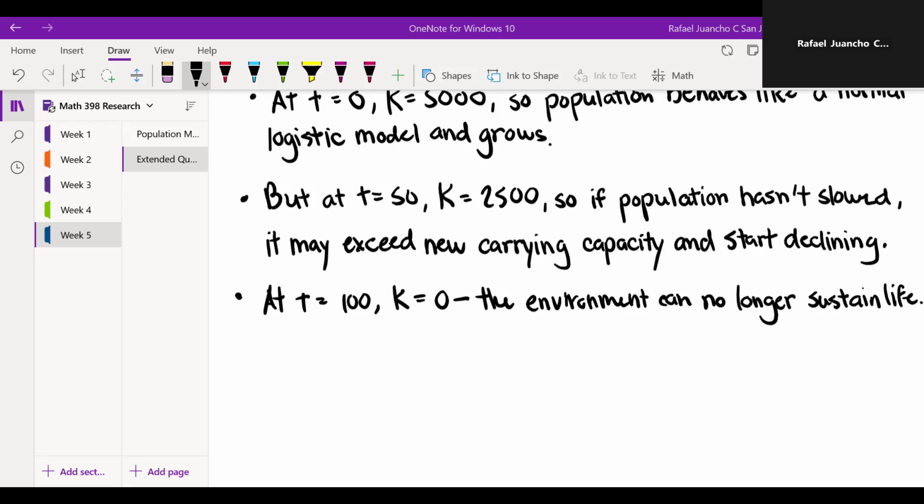So the idea is that initially the population grows, then the growth slows down as k of t decreases, and eventually the population hits a maximum, and then it declines, right? And so, if we plot this with numerical approximation, it will likely form a hump-shaped curve: growth, peak, and then collapse, right?